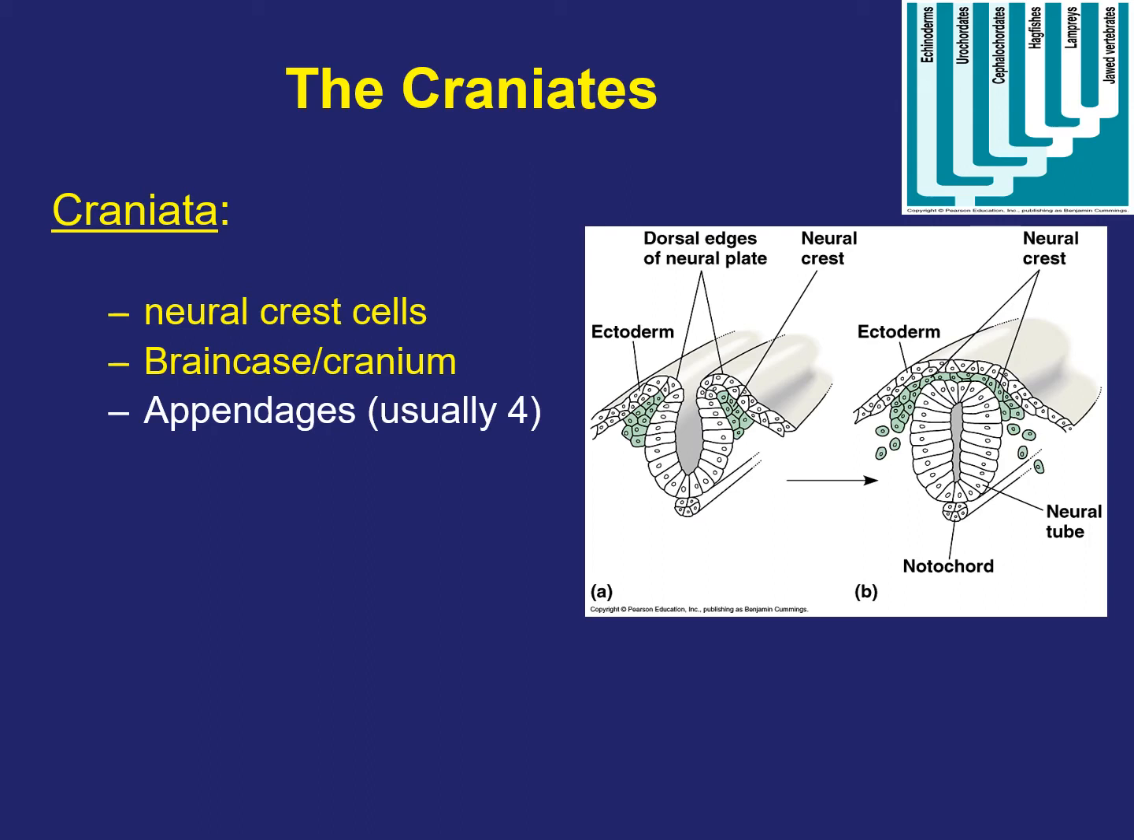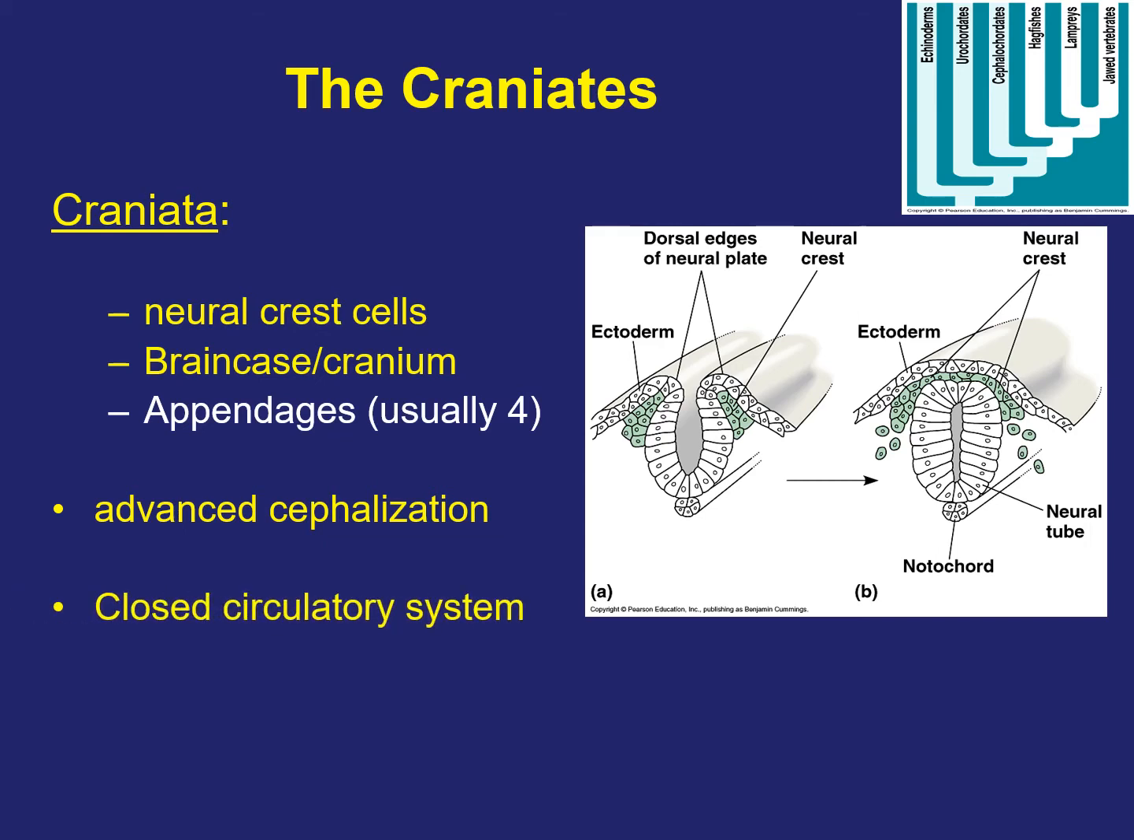We have appendages, usually 4, not always the case, but usually. We have very advanced cephalization, so the head is very well developed. There's a number of sensory structures involved in sight and hearing and taste and smell that are focused within the head. We have a closed circulatory system, so the blood is never allowed to just seep between cells. It's always being conducted within closed tubes.